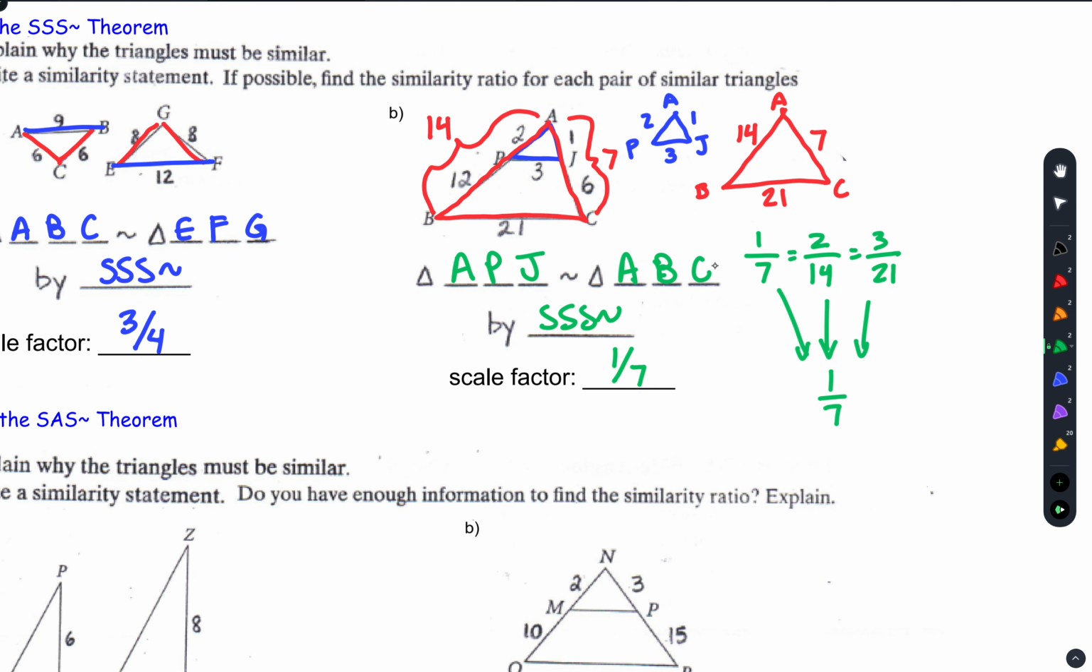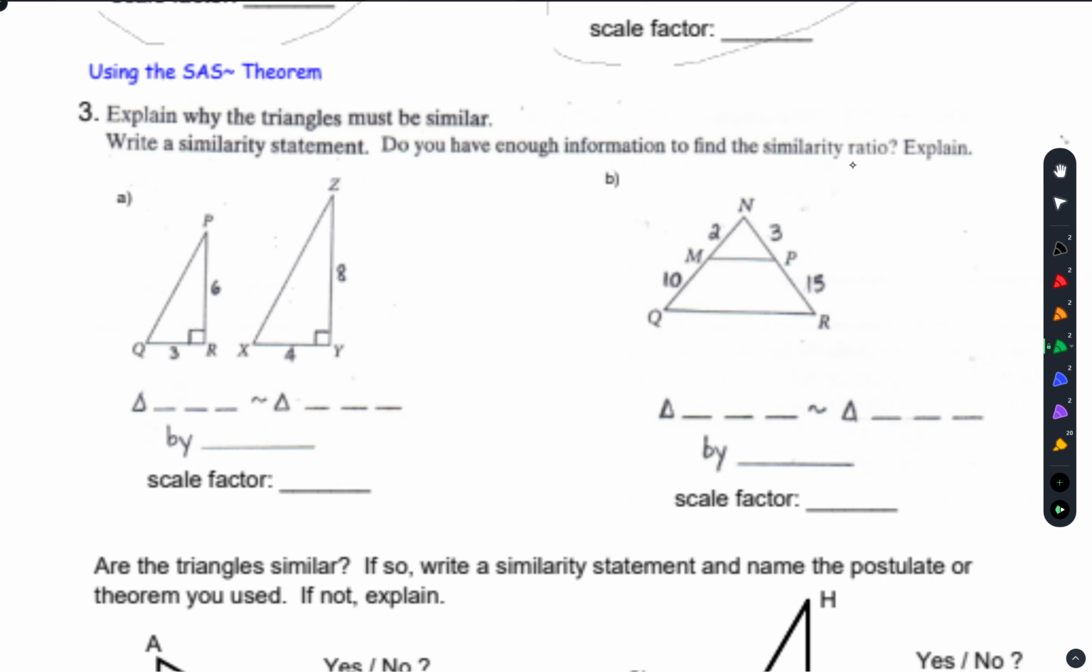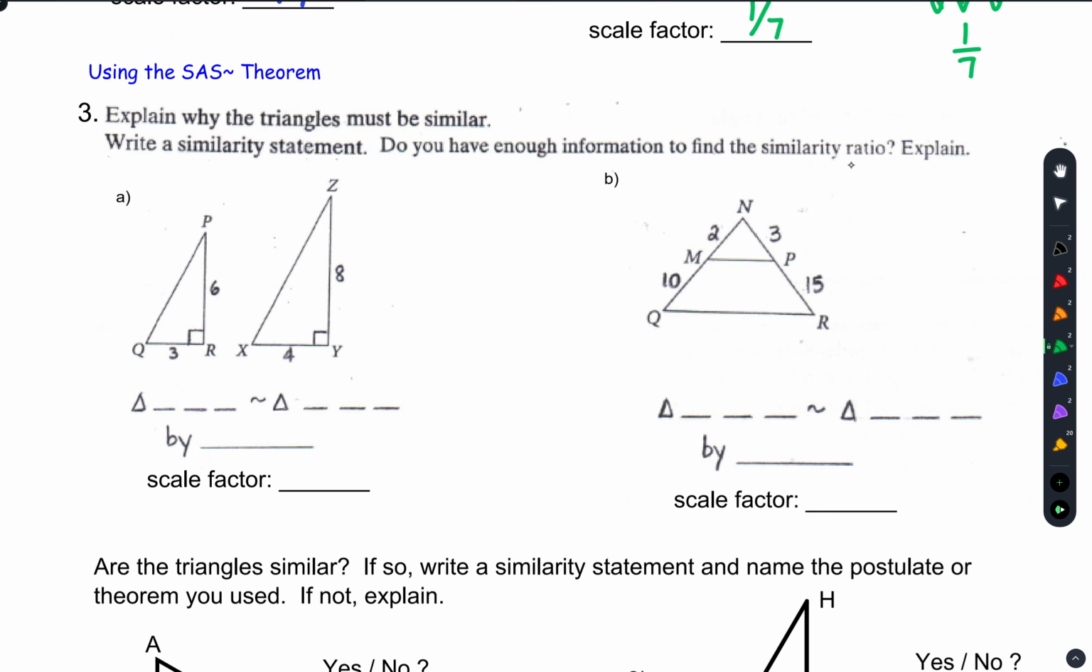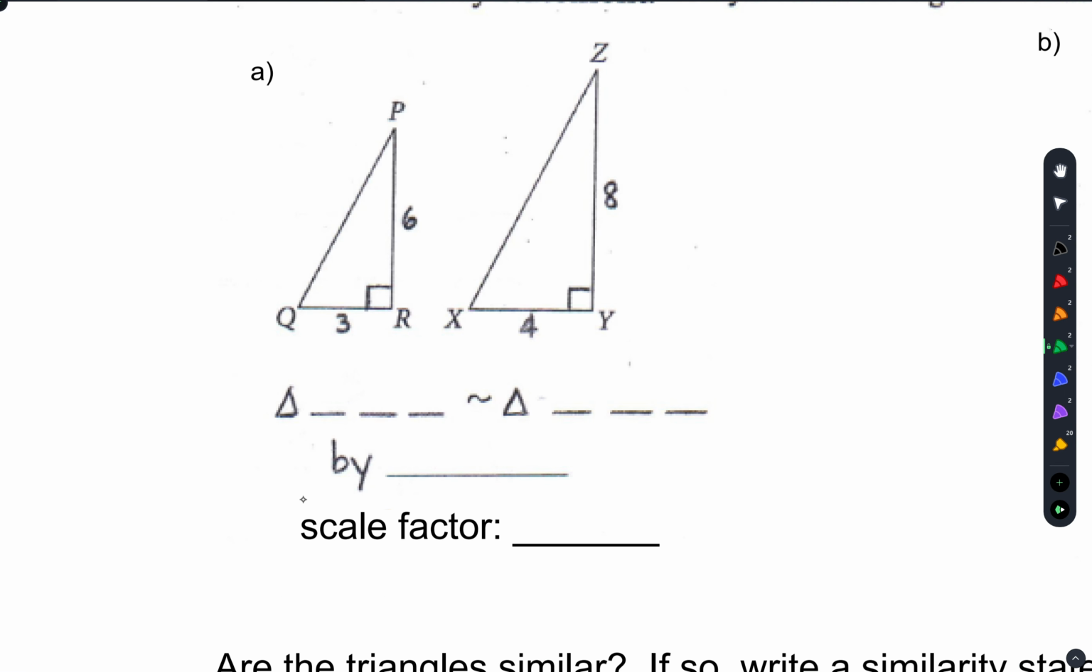Any questions on that? Amazing. Next section is SAS. So now I'm making sure that my angle is sandwiched in the middle of those two sides. If it's not being sandwiched in the middle of the sides, we cannot use SAS. So let's take a look at letter A. I have my right angles. Those are my congruent angles.